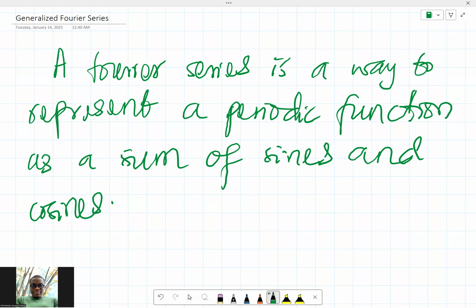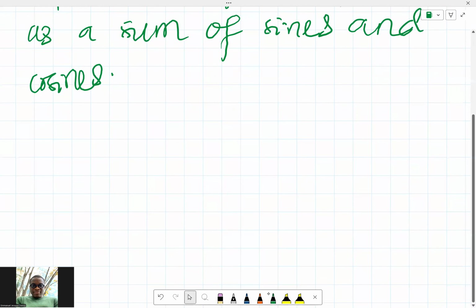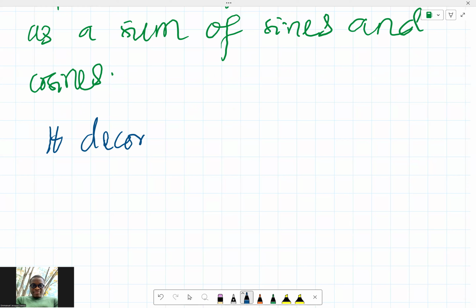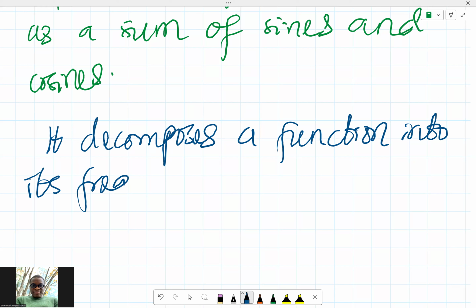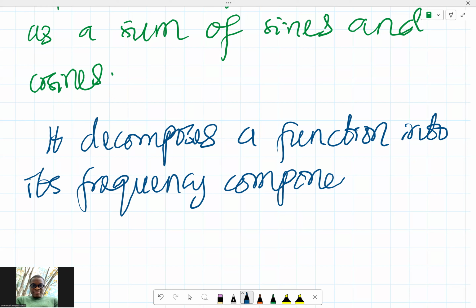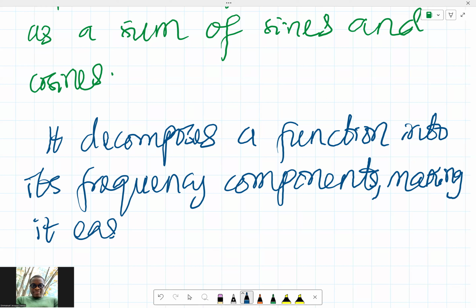Then we also need to know that a Fourier series decomposes a function into its frequency components, making it easier to analyze and manipulate.